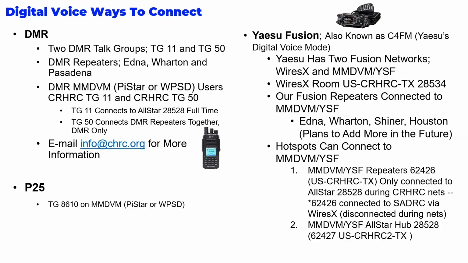Okay, and let's talk about Talk Group 50 for a minute. That's another talk group that CRHRC maintains, and what that does is that talks to the DMR repeaters only. So if you have a hotspot and you want to come out on the Edna, Wharton, and Pasadena DMR repeaters on Talk Group 50, which is time slot 2, I don't want to get too much into the DMR programming here, but that allows you to talk on DMR only. It does not come out on AllStar. That's what Talk Group 50 is for. Talk Group 11 is if you want to come out on AllStar and hear AllStar, and that's full-time. With that, I would like to ask, Mike, would it be okay to ask for questions on DMR at this time?